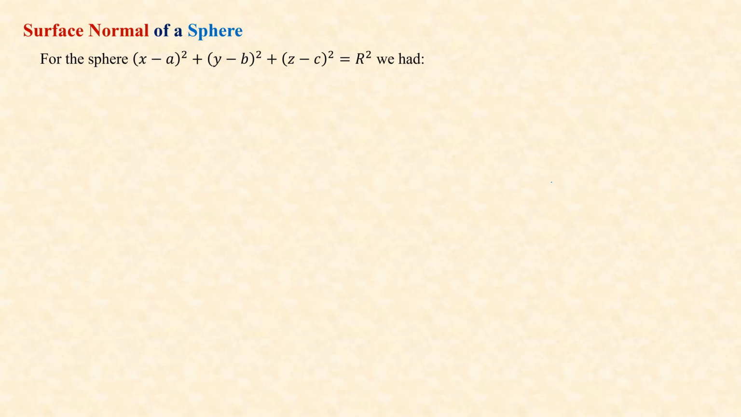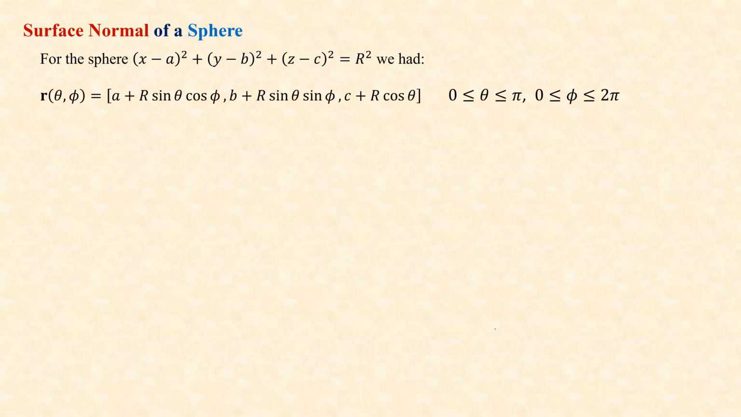Let's find the normal of the surface of a sphere. For a sphere, we had x minus a squared plus y minus b squared plus z minus c squared equal to r squared. And we had the parametrization like this. I'm using the same parametrization. x is a plus r sine theta cosine phi. y is b plus r sine theta sine phi. And z is c plus r cosine theta. Theta goes from 0 to pi, and phi goes from 0 to 2 pi.